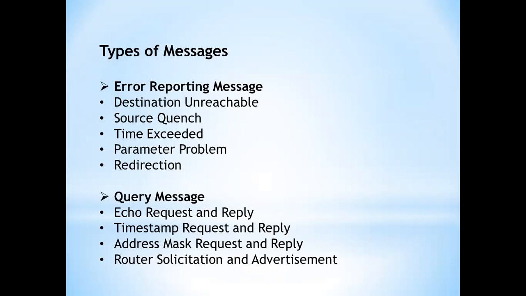The next type of messages are query messages. In addition to the error reporting features, ICMP can diagnose some network problems. Such diagnosis is done through the query messages. There are four types of query messages: echo request and reply, timestamp request and reply, address mask request and reply, and router solicitation and advertisement.